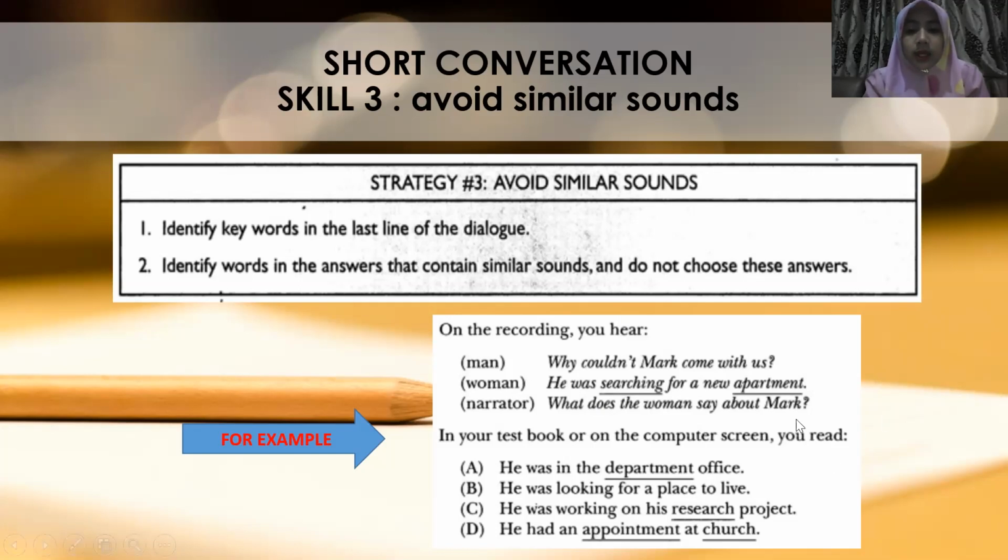So, ini kita udah dapat kata kuncinya atau keywordsnya dari orang kedua ya, yaitu searching dan apartment ya, mencari ya, searching for an apartment. Nah, di sini di pilihan jawaban ada beberapa bunyi-bunyi yang mirip dengan keywords tadi gitu ya. Ini yang pilihan A, department, mirip ya. Kemudian yang C, research, ini kan berbeda ya. Searching dengan research, research itu kan penelitian, kalau searching mencari gitu. And then yang terakhir ada appointment, appointment mirip-mirip dengan apartment ya. Appointment and church gitu ya, ini church, gereja.